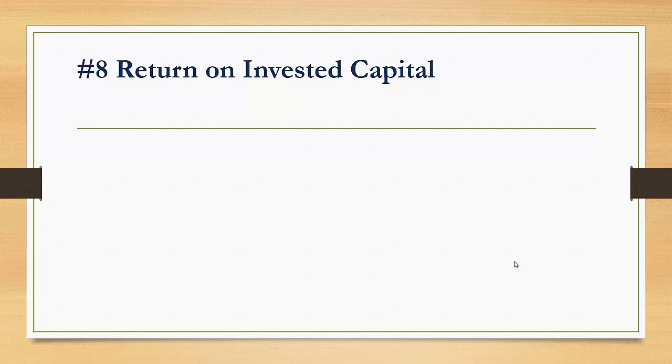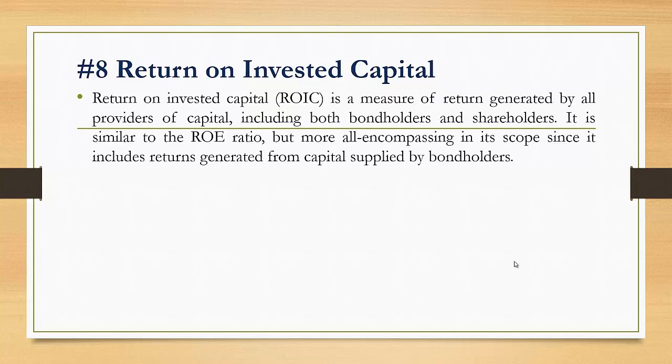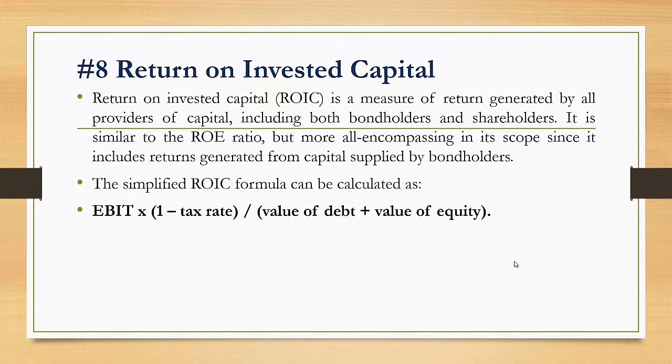The eighth ratio under profitability category is return on investment, or return on invested capital. When we talk about capital invested, it includes both types of capital, equity capital and debt capital. Return on invested capital is a measure of return generated by all providers of capital, including both bondholders and shareholders. It is similar to the ROE ratio, but more all-encompassing in its scope since it includes returns generated from capital supplied by bondholders.